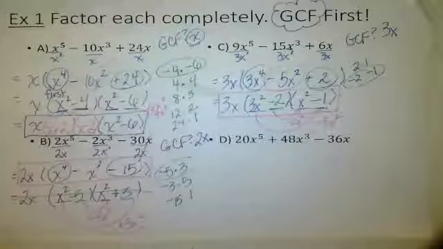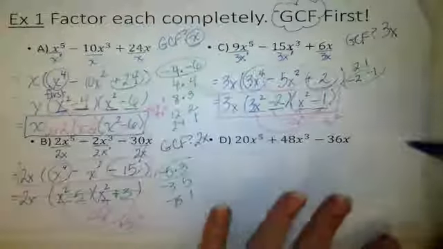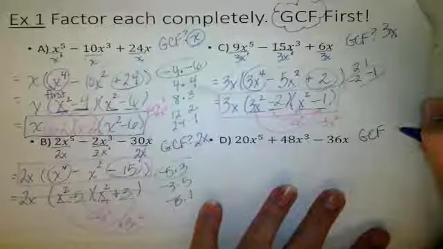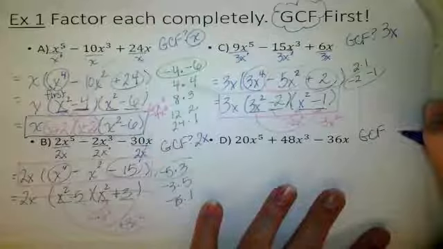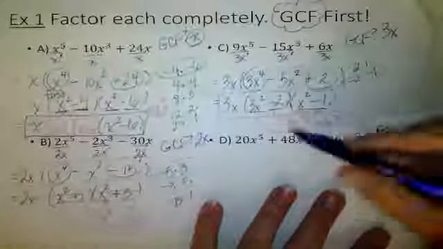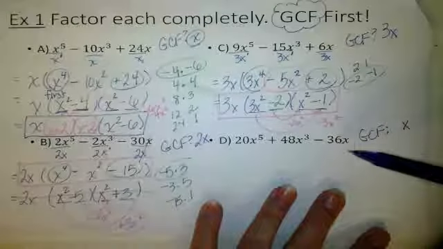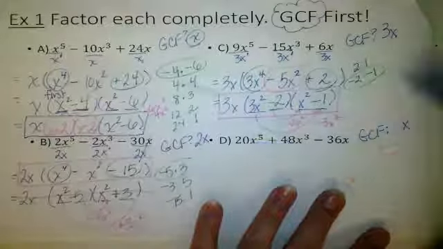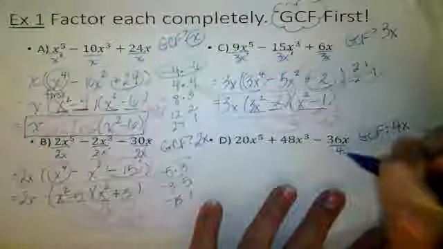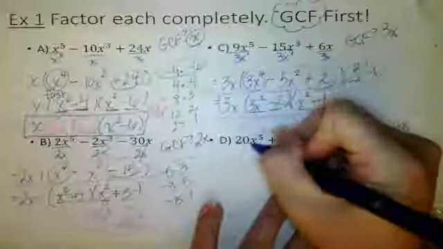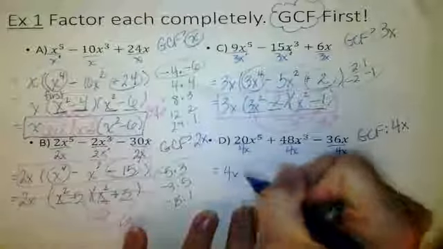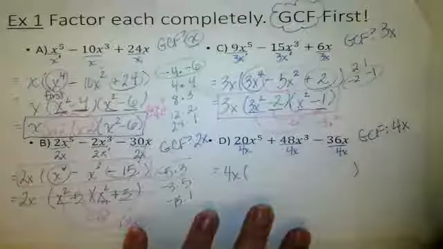All right. One more, last one. 20x to the fifth plus 48x cubed minus 36x. What is the GCF? Definitely an x, right? 2. They're all divisible by 2. Something bigger? 4. Yes, we can take out a 4x. So I'm going to take out that 4x out in front. What's left over?